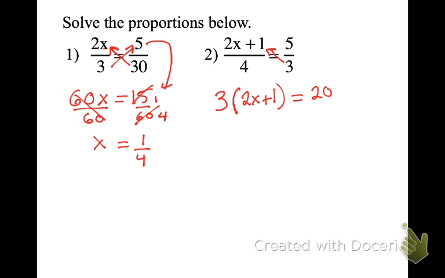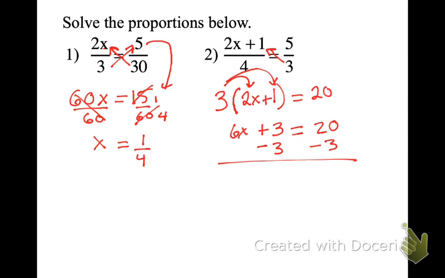20. Okay, what would I do first, Matthew? We're going to distribute, and I do 3 times 2x, which is 6x. And I do 3 times 1. Are people forgetting that? I think they are on their test. Many people forgot to distribute to the second number. And then I'm subtracting 3. I get 6x equals 17. Divide by 6, and x equals 17 over 6.